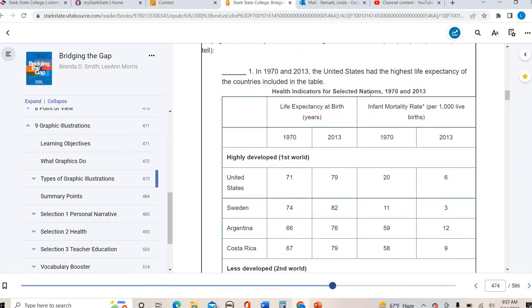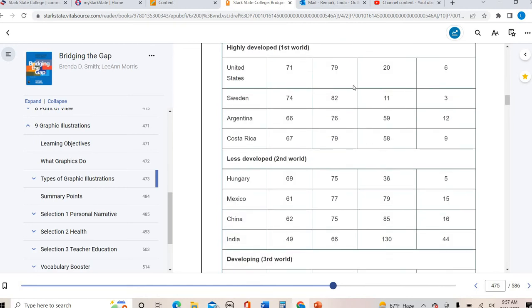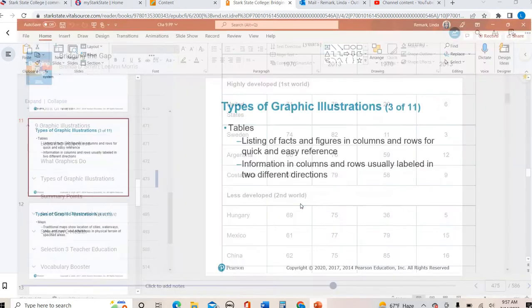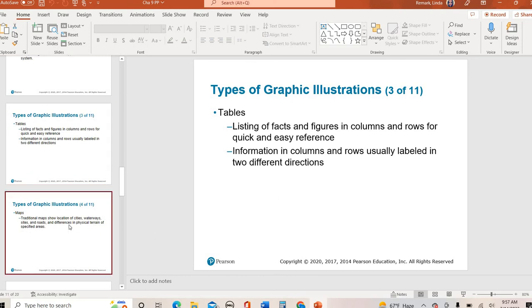We have our health indicators for selected nations. We have our labels. So lots of information there with data and statistics in years. So that's the whole point of tables, to really try to get all of the facts and figures together in one, maybe easier to read piece of information versus writing that all in text.